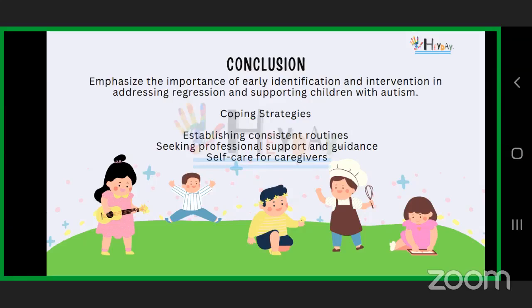Importance of early identification and intervention. When regression is noticed, or you notice that your child is either pulling away from social interaction or begins to lose words or the likes of it, I would advise that we seek timely support, because it is key. It allows for prompt interventions and support to address emerging challenges.